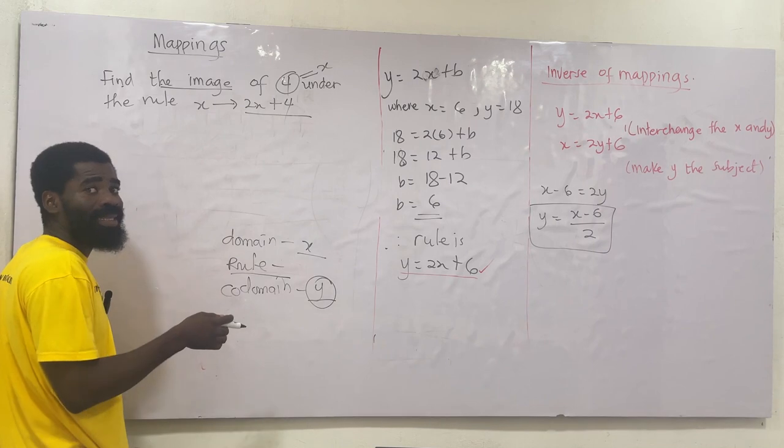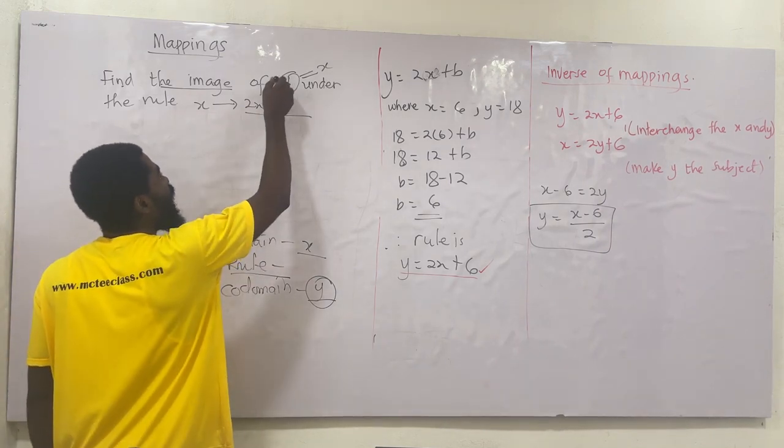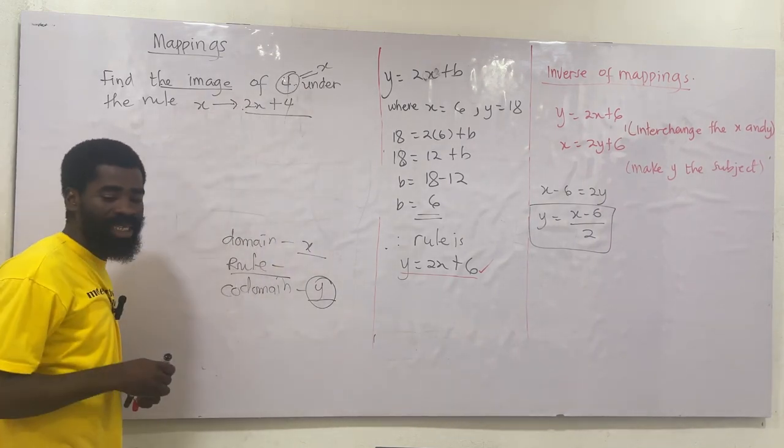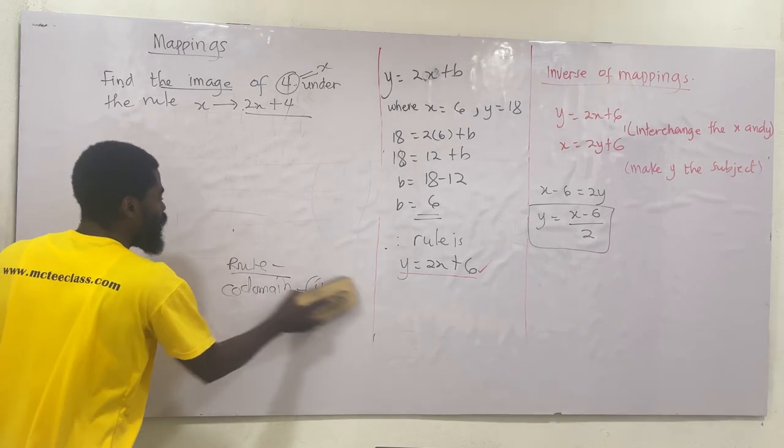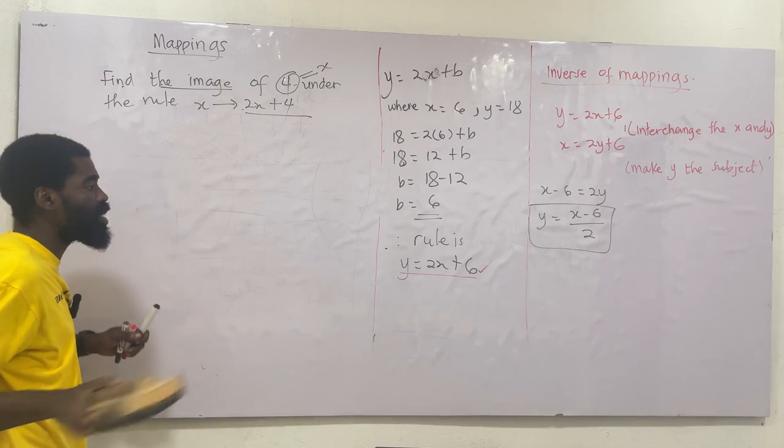And the question obeyed that. What did the question do? The question gave us the x value, which is 4, and the rule. So we just find the y value for them. But where's our equation? Yes, let me explain something here for you.